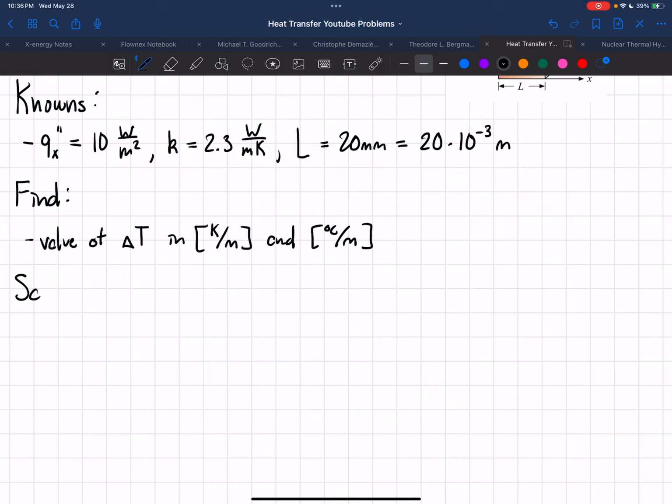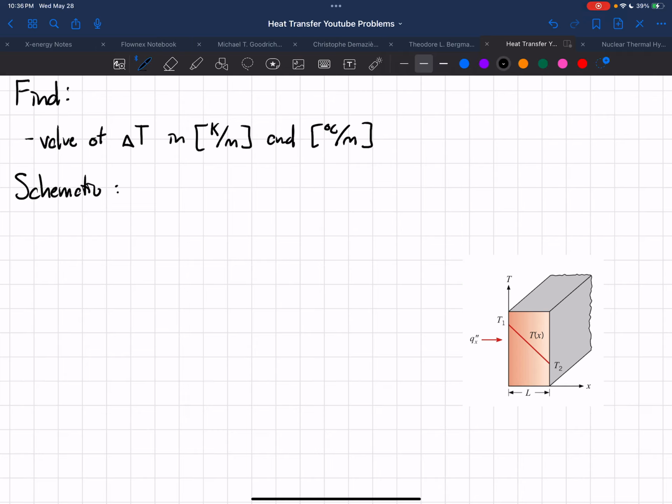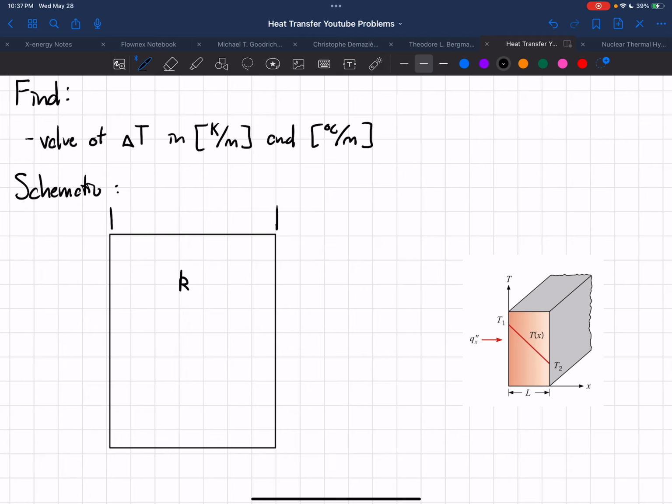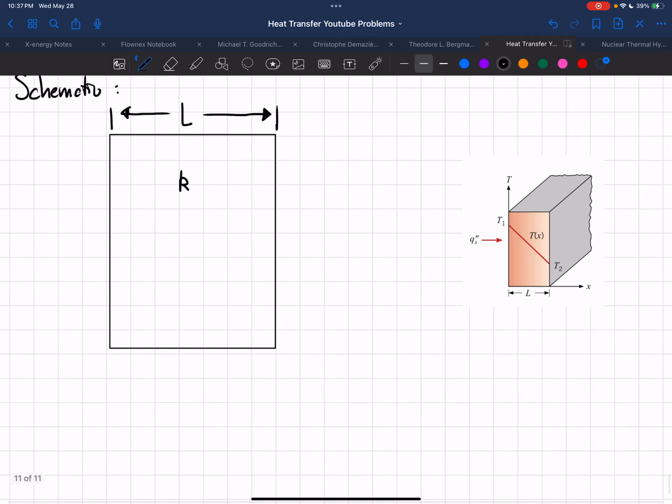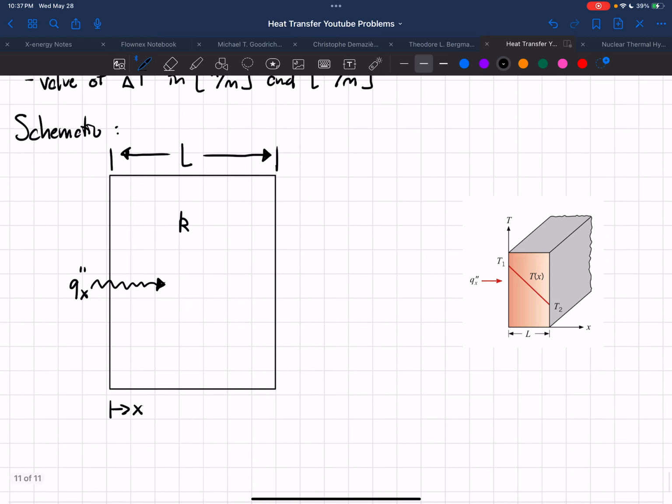So let's start with our schematic. And to remind ourselves, I'm going to put that figure here once more. And we're just going to draw a 2D view of this. So I'll draw a kind of rectangular box here. And we're going to have this box with thermal conductivity k. It's going to have length L along the x-axis. I'll also go ahead and draw the x-axis in this direction. And the last thing we're going to have, and I'm going to draw a little squiggly arrow, is our heat flux q double prime sub x. So pretty simple schematic for this problem.